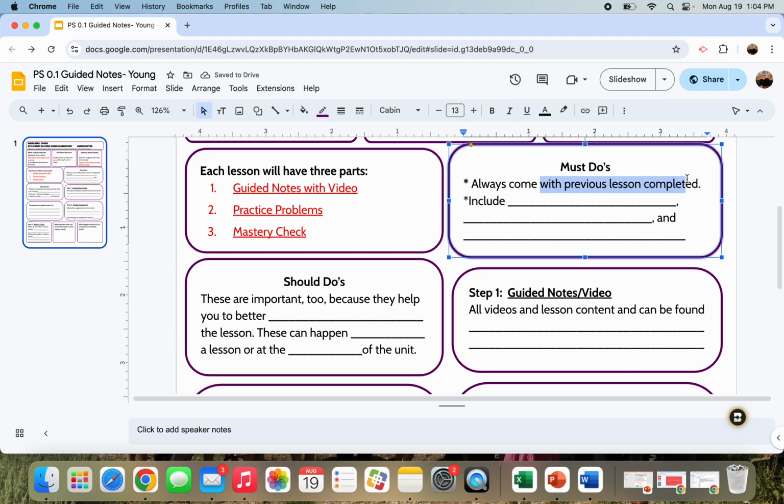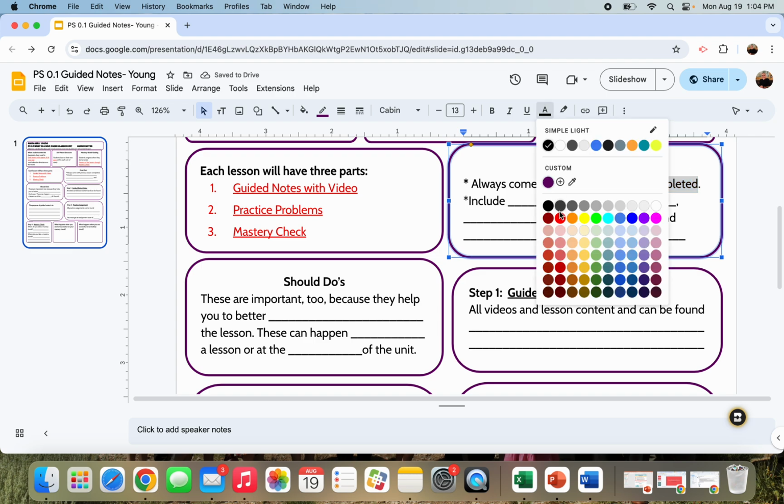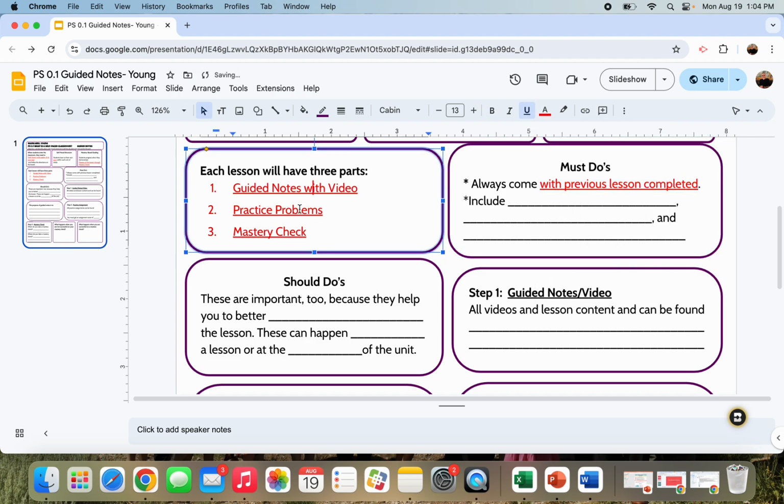Meaning every day we start a new lesson and I don't want you to be behind. So if you didn't finish your guided notes, practice problems, or mastery check of the last day's lesson, then you're not going to be ready for this next day's lesson. So make sure you come to class prepared.